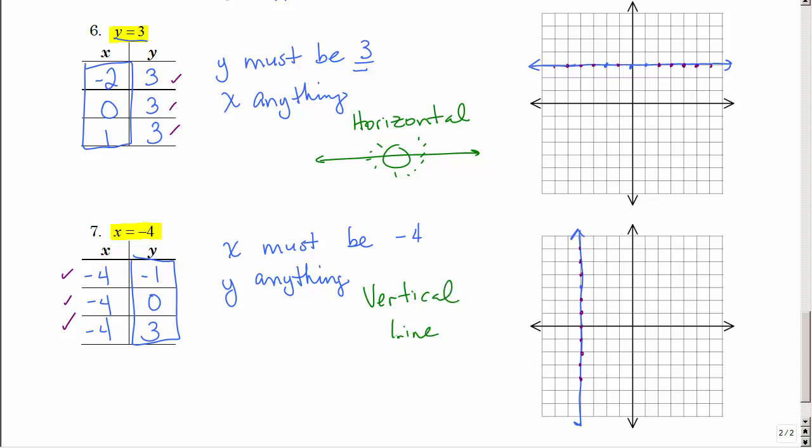And so it's going to keep coming back lesson after lesson that a horizontal line looks like this, and a vertical line looks like this. When I say looks like, it means horizontal only has a y and vertical only has an x. Start memorizing that.